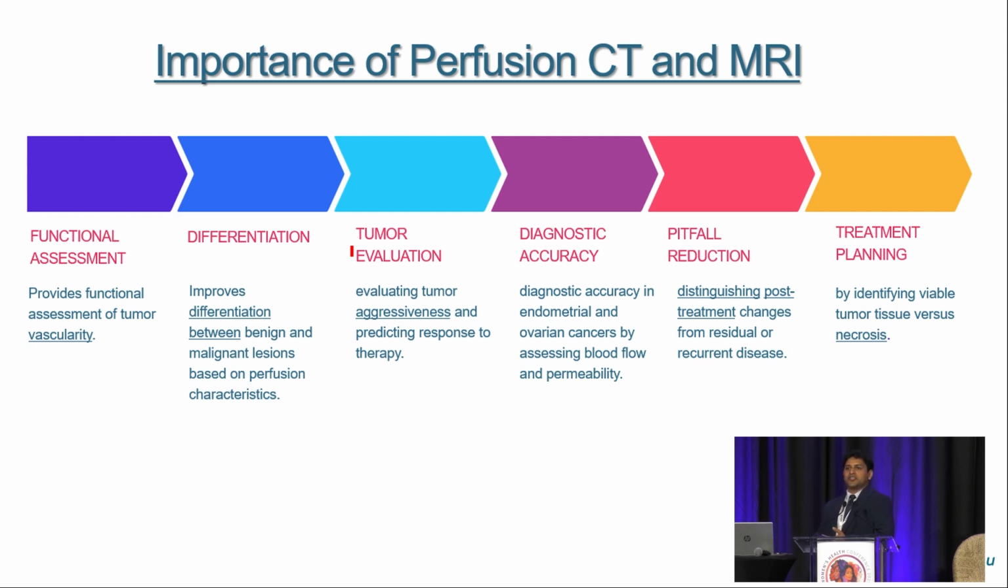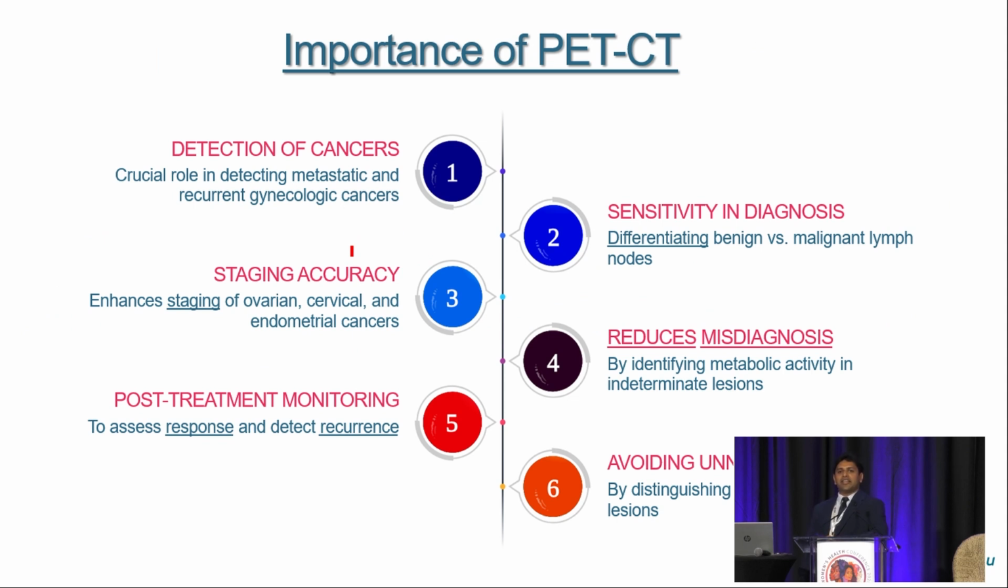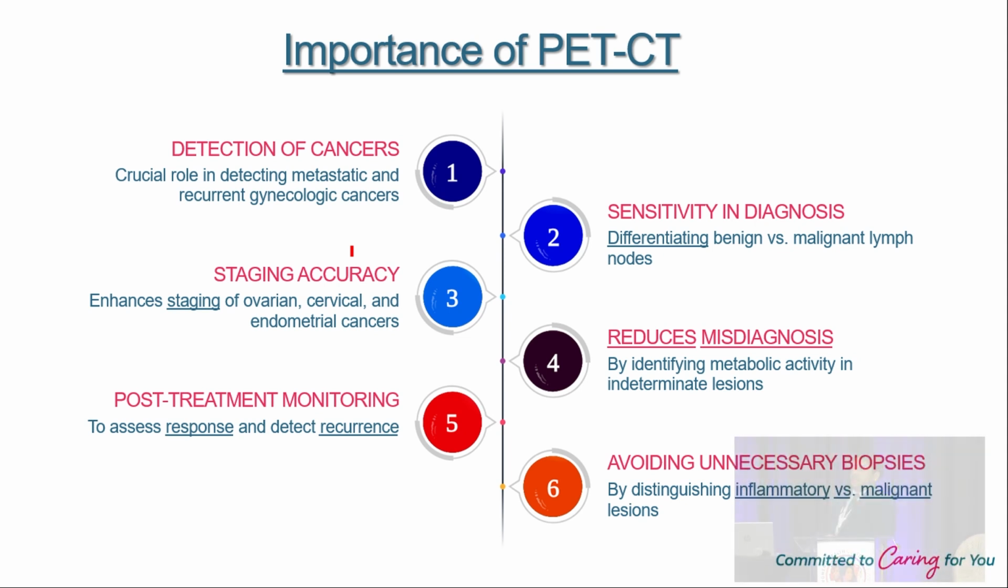And if there's a large tumor and the perfusion is less, then it says that there is a lot of necrosis inside the tumor, so the treatment plan changes as well. Importance of PET-CT: we use it basically for metastatic workup for distant metastasis, but it is definitely very useful in other conditions to reduce biopsies. It can differentiate benign and malignant lesions. Also, it can be used for benign conditions like tubo-ovarian abscesses and other conditions as well.